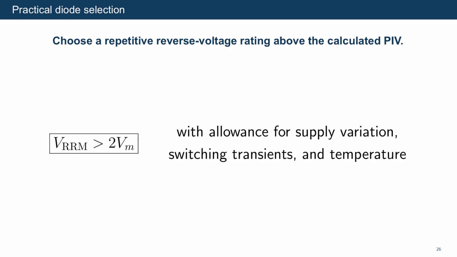The diode repetitive peak reverse voltage rating must exceed 2 Vm, with a suitable design margin for supply variation and transients. The current rating, surge capability, power dissipation, junction temperature, and reverse recovery requirement must also be checked.